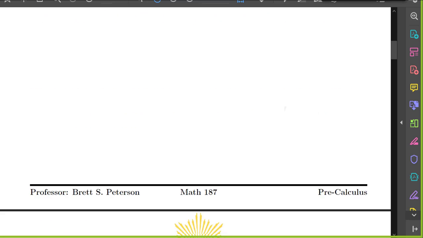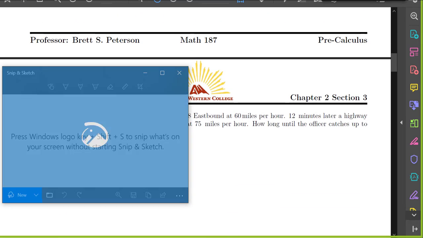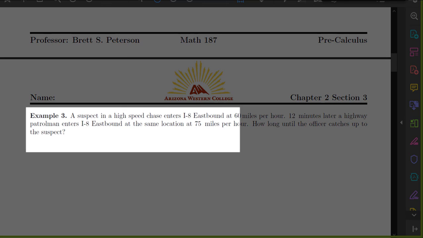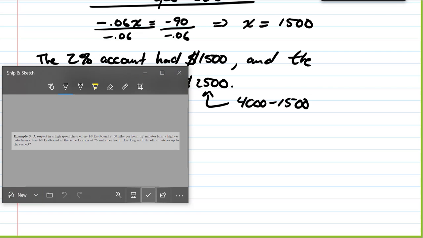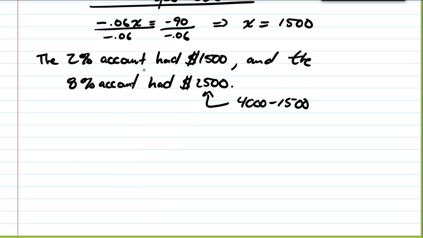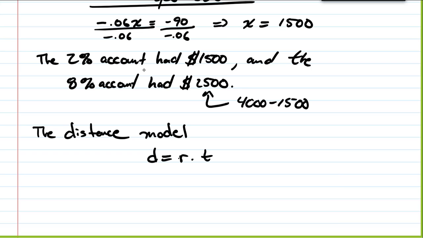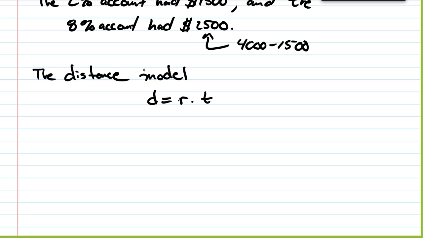All right. So we're going to move on to our next example. But once again, before we get started on the example, we need to talk about another model. So this one is the distance model. And the distance model is d equals r times t, or as I like to call it, our freeway model, which says if I get on the freeway driving 60 miles an hour for 5 hours, how far did I go? Well, it's 60 times 5 would give me 300.